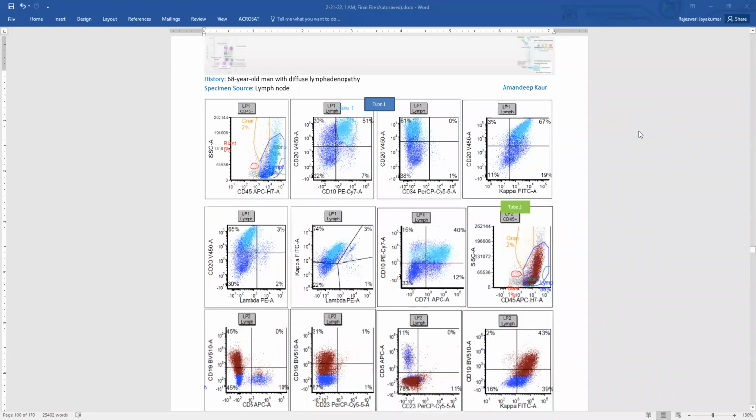Hello everyone, we are now going to go over the flow cytometry plots from a lymph node from a 68-year-old man who presents with diffuse lymphadenopathy. So this is a lymph node specimen, so we expect the majority of our cells to be in the lymphocyte gate.